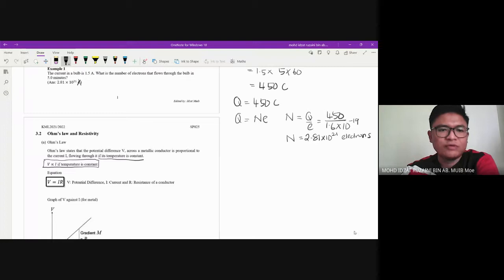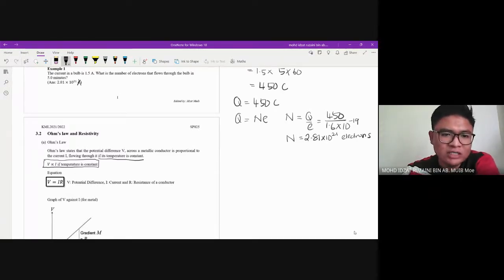Boleh faham? So V equal to IR hanya sekadar equation that related to Ohm's law, ataupun that derived from the Ohm's law lah. Boleh faham, so dia hanya derive daripada Ohm's law saja, V equal to IR. Tapi yang sebetulnya Ohm's law ialah V is proportional to the current in the metallic conductor if temperature is constant.